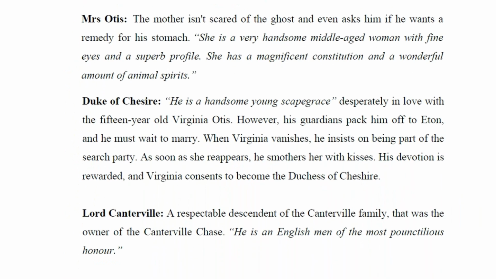Duke of Cheshire. He is a handsome young scapegrace desperately in love with the 15-year-old Virginia Otis. However, his guardians pack him off to Eton, and he must wait to marry. When Virginia vanishes, he insists on being part of the search party. As soon as she reappears, he smothers her with kisses. His devotion is rewarded, and Virginia consents to become the Duchess of Cheshire.